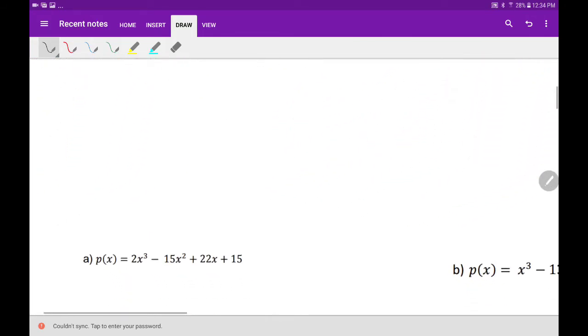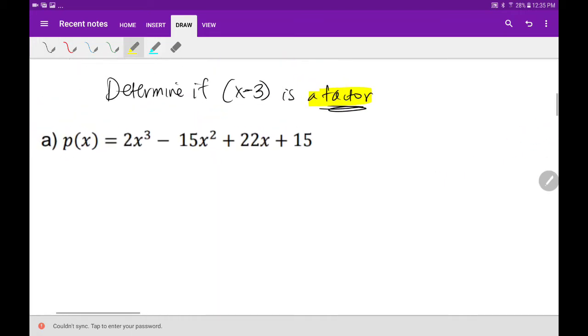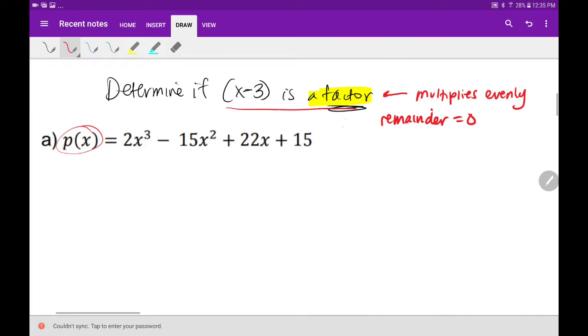Okay, let's move on to number 2. Number 2 says, determine if x minus 3 is a factor. So remember, if something is a factor, that means it multiplies evenly into this polynomial. Well, if it multiplies evenly into it, that means that it has a remainder of 0 when we divide. So essentially, we're going to check if x minus 3 is a factor by doing division. If we get a remainder of 0, that means it is a factor.